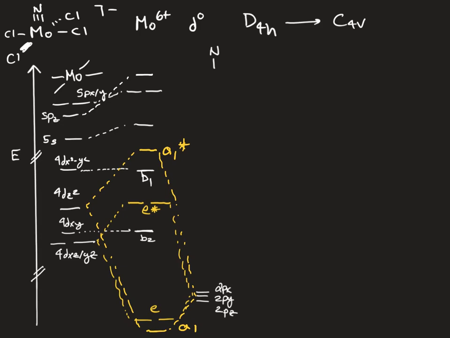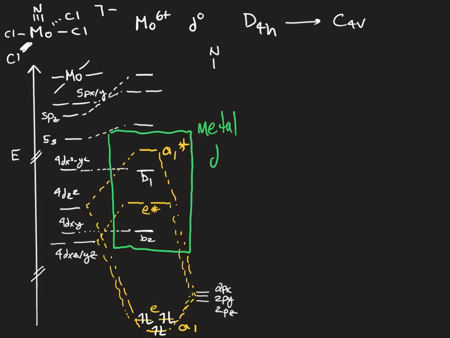Placing electrons into these, we have these being the so-called metal d orbitals. We're now going to draw the molecular orbitals involved in bonding to the nitrido group.